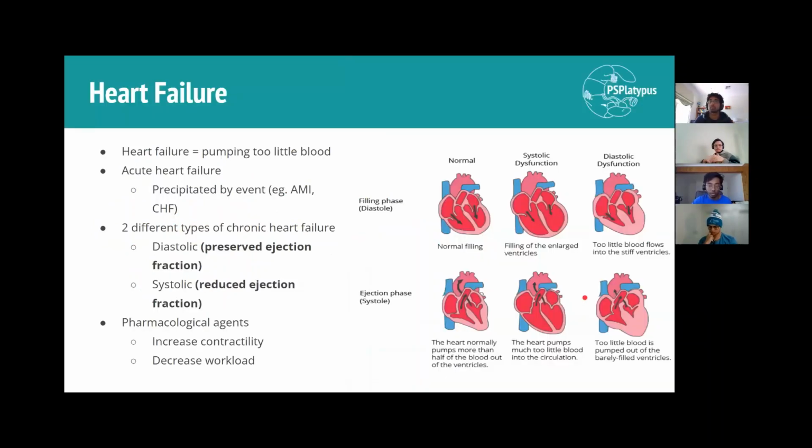So what is heart failure? Heart failure is basically when we're pumping too little blood. We talked about this earlier in this presentation, so I'm going to run through it pretty quickly.